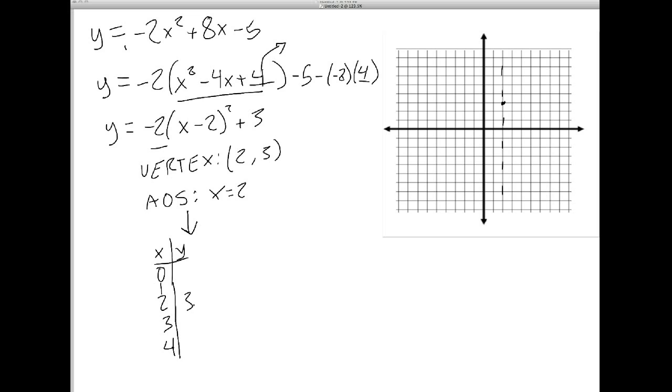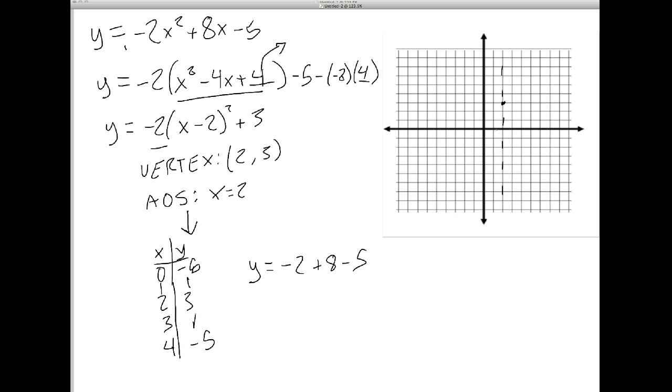Now what we're going to do is plug in. We know at 2, y equals 3, so let's plug in 0 into the original equation. Well, that's pretty easy. If you plug in 0 for each of these x's, all you're left with is y equals negative 5. So that's what y equals at x equals 0. Now if you plug in 1, you get y equals negative 2 plus 8, and then minus 5. Well, if you do the math here, you get y equals 1. Then you just repeat the pattern. So at 3, y will equal 1, and at 4, y will equal negative 5.